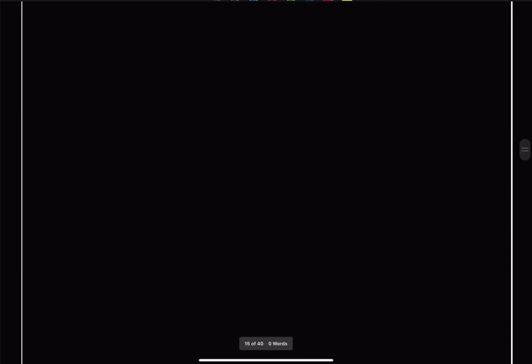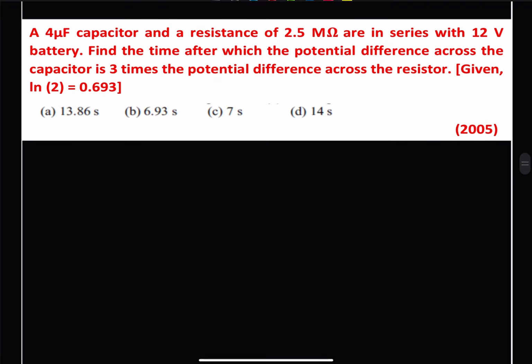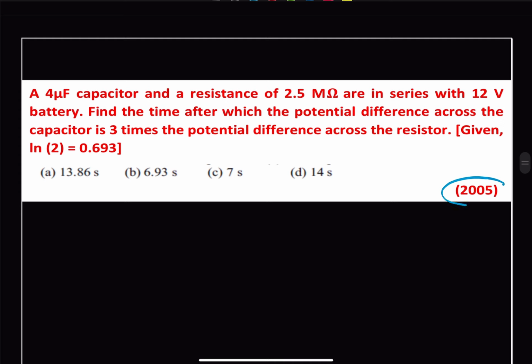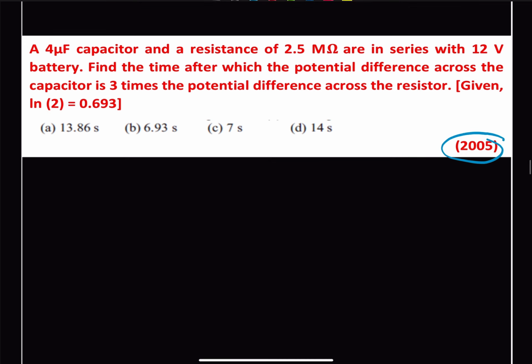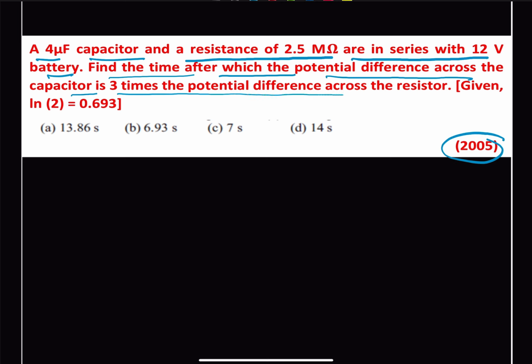Next question. It was asked in the year 2005, and it states that a 4 microfarad capacitor and a resistance of 2.5 mega ohm are in series with a 12 volt battery. Find the time after which the potential difference across the capacitor is 3 times the potential difference across the resistor, given that natural log of 2 is 0.693.